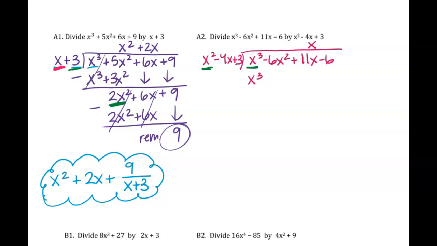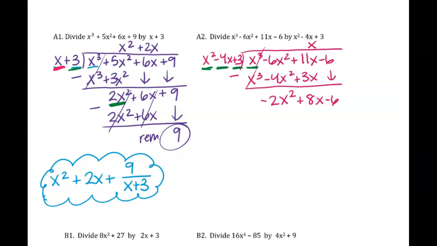Sorry, I'm changing colors to try to make this clearer, but then I get confused. Negative 4x times x is negative 4x squared. And 3 times x is 3x. So we subtract. Negative 6 minus negative 4 is negative 2. 11x minus 3x is 8x. And we'll bring down our negative 6.